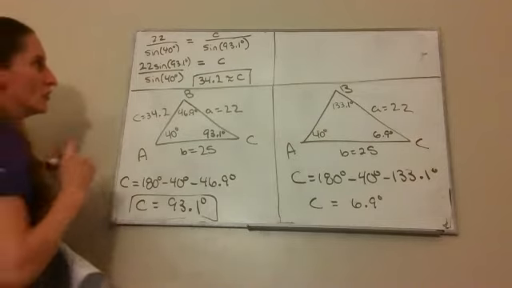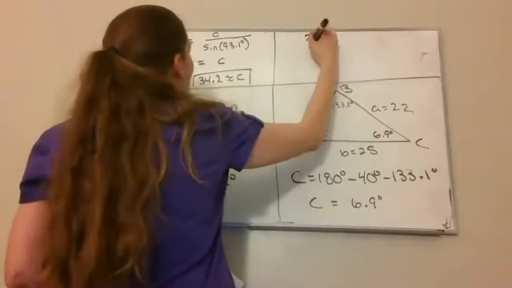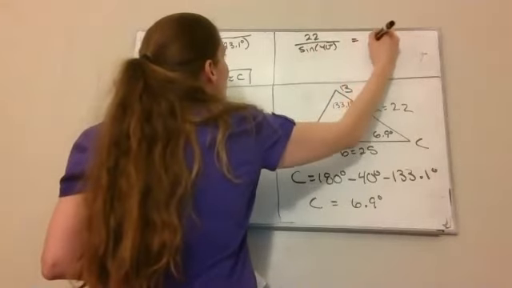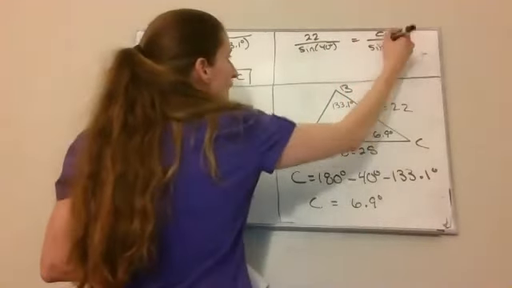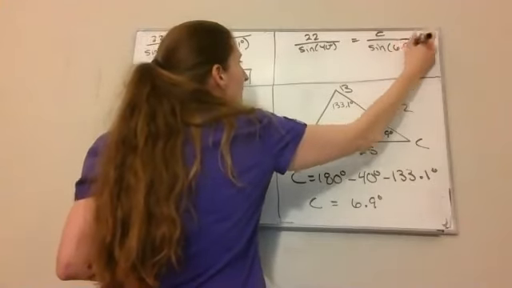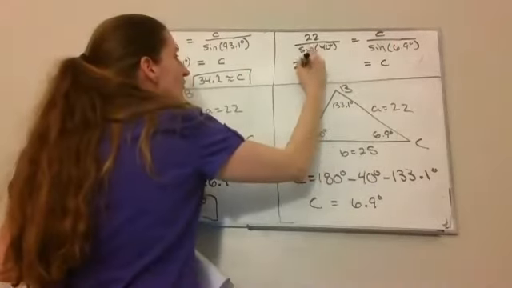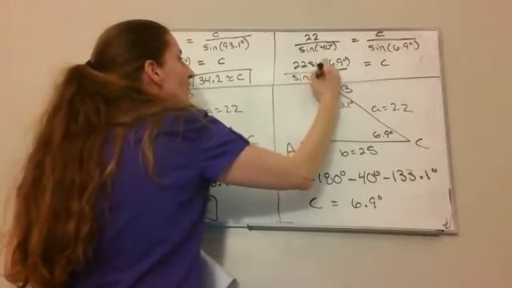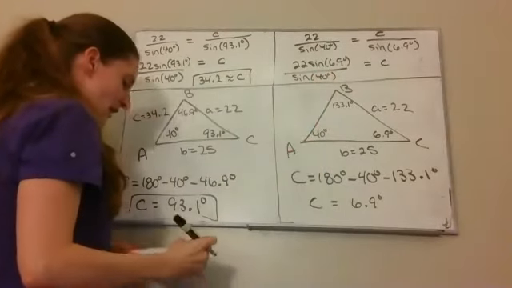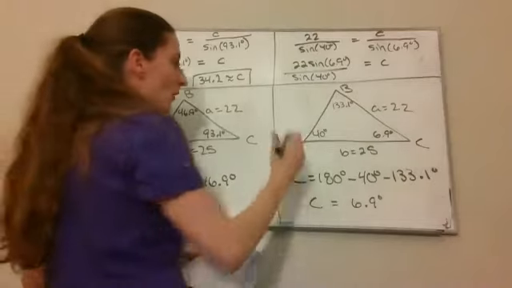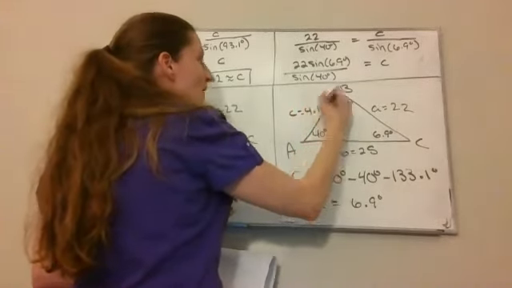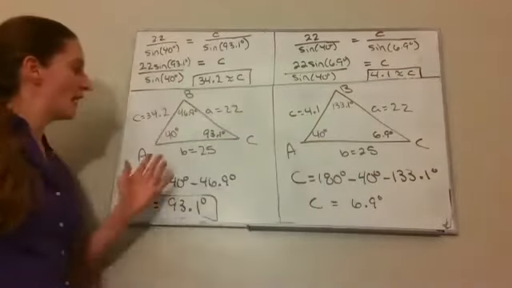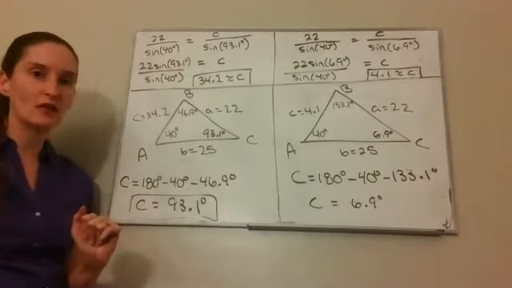Now for triangle 2, I do the same sort of thing. I have 22 over sine of 40 degrees equals C over sine of 6.9 degrees. So this side C is equal to 22 sine of 6.9 degrees over sine of 40 degrees. When I type that into my calculator, I get about 4.1. And so I have these two possible triangles fully solved.